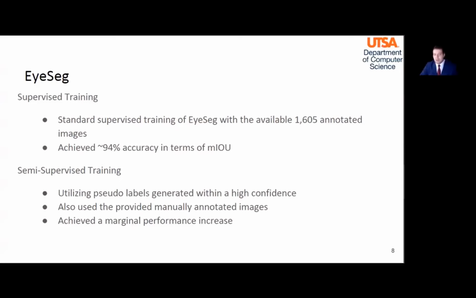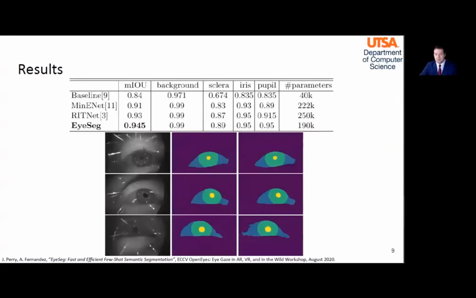To make a thorough benchmark of EyeSeg, we compared the performance of EyeSeg against the provided baseline from the OpenEDS dataset challenge. And we also compared it against two of the previously proposed networks from the first iteration of OpenEDS. EyeSeg overall yields a 94.5% mean intersection over union. For additional comparison, we included the other class features individually, as well as the model complexity.